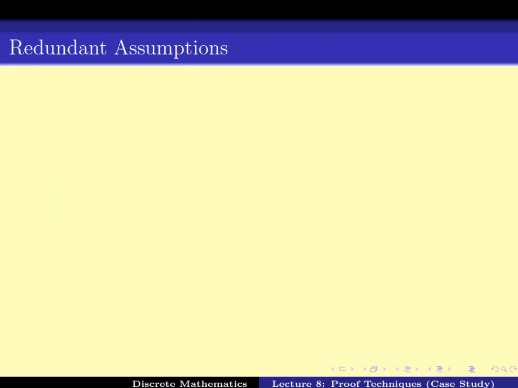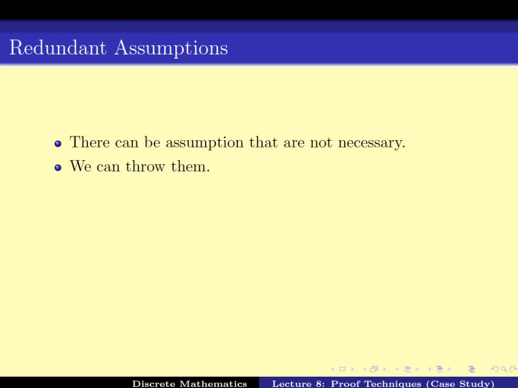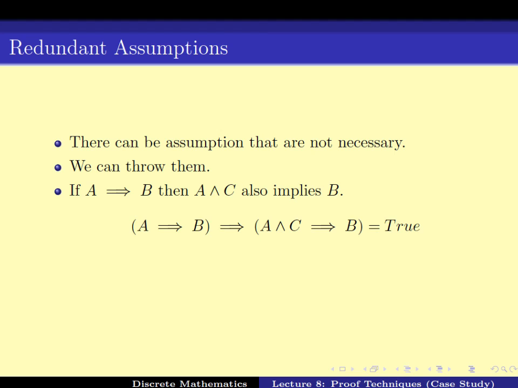Now moving on, we also saw that there can be redundant assumptions. Namely, there can be some assumptions that are not necessary. Keeping those assumptions can only make the problem more confusing and complicated. So, if we can throw them away, it would be a big advantage for us. For example, if we can prove A implies B, and the assumption says that you can assume A and C, then clearly this assumption C is a redundant assumption. So basically the idea is that if A implies B, then A and C also implies B.